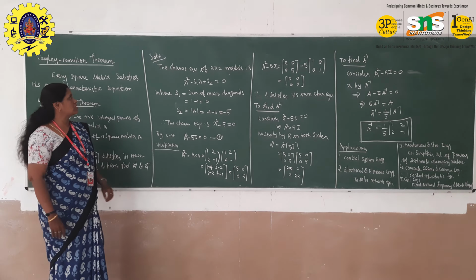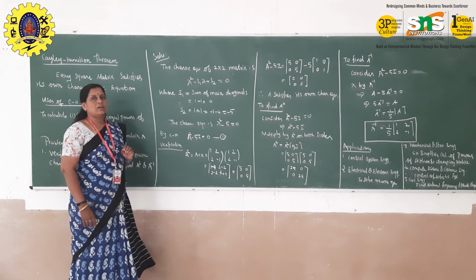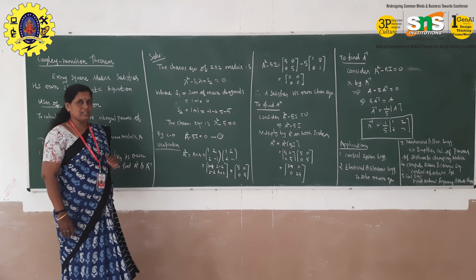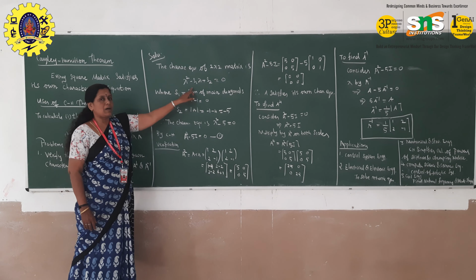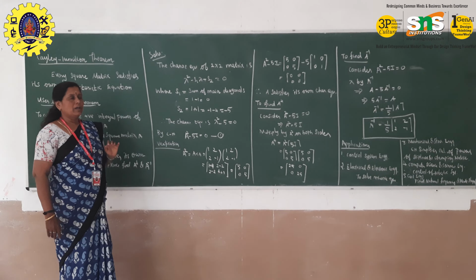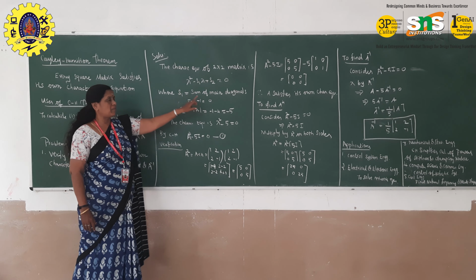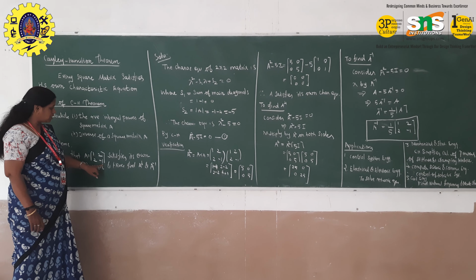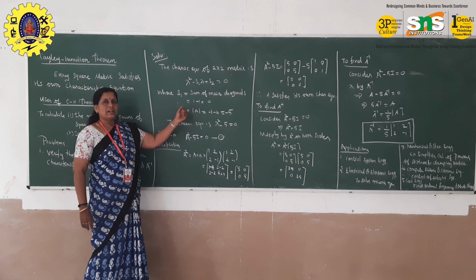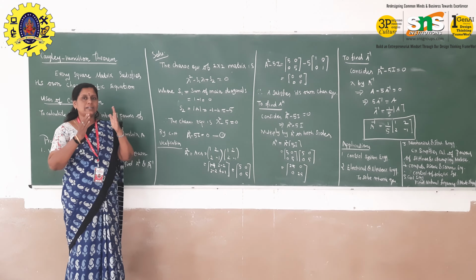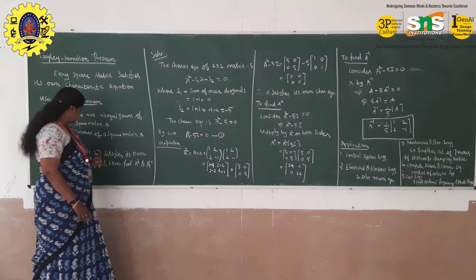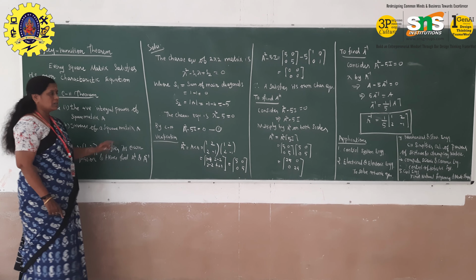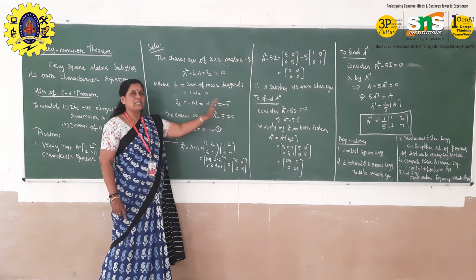The characteristic equation of a 2 by 2 matrix is lambda square minus s1 lambda plus s2 equal to 0. Here, s1 is the sum of the main diagonal elements. Adding these two values, we get 0. Next, s2 is the determinant of A. Finding the determinant of A, we get 1 into minus 1 minus 2 into 2, that is, minus 1 minus 4, which is minus 5.